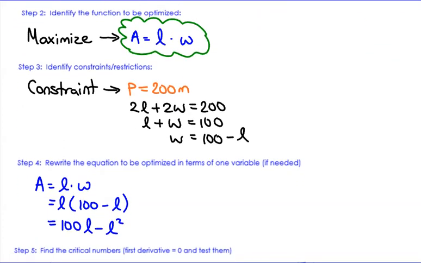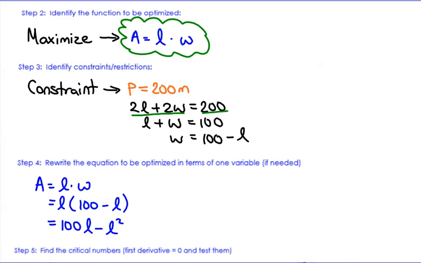We know that the perimeter is 200 meters. That means that I have a perimeter formula, right? 2 lengths plus 2 widths should give me the perimeter of a rectangle. We're going to make that equal to 200. And I can solve for one of the letters.